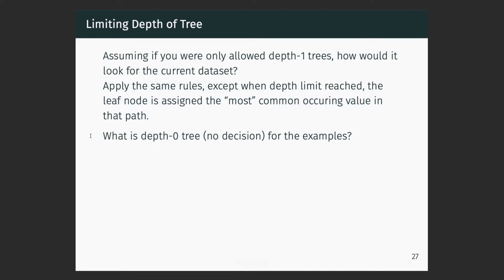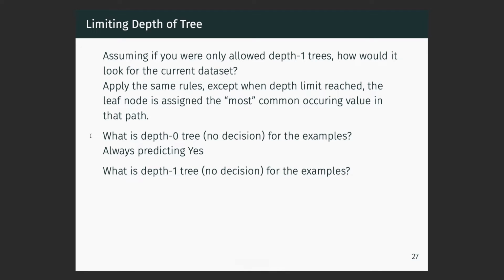Okay, so even before that, what is the depth 0 tree for this example? There are no attributes. Is it a yes or is it a no? It's a yes because there were 9 yes and 5 no's. And what is a depth 1 tree?